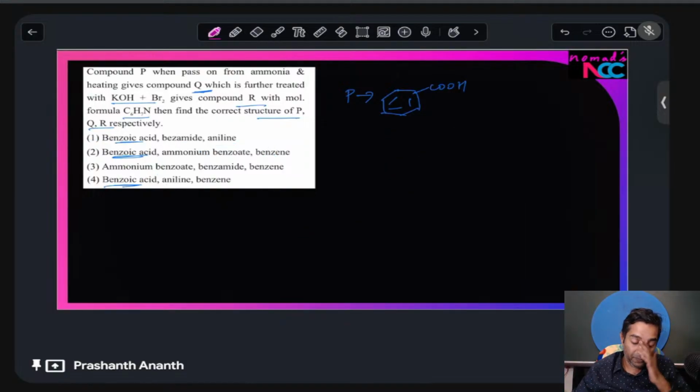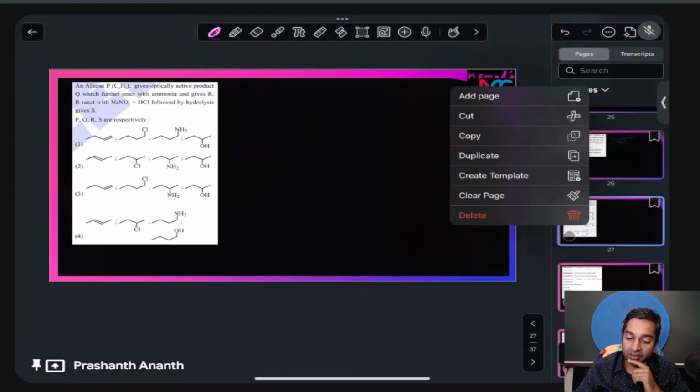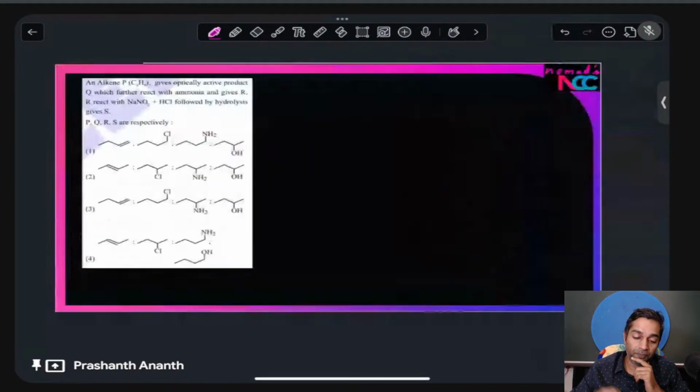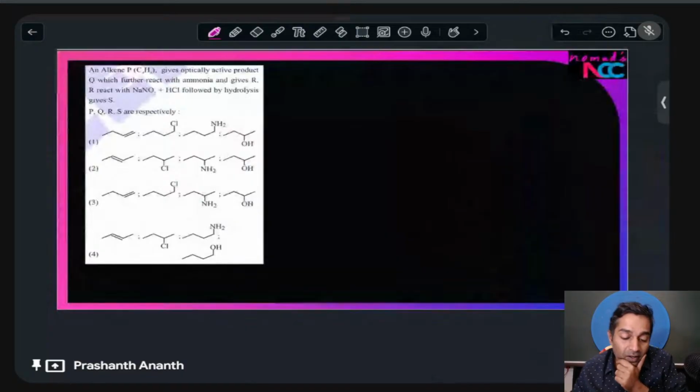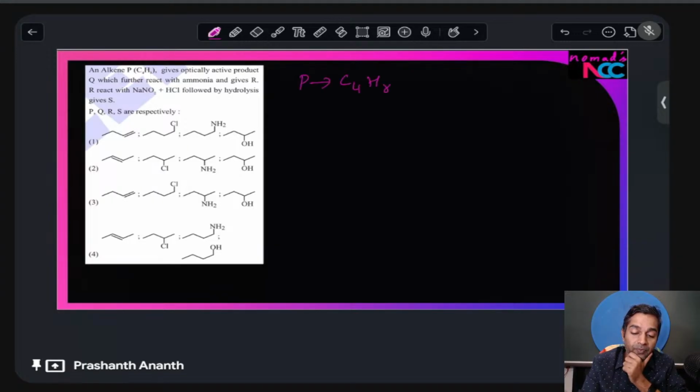Alright, next up, again I'll require another extra page mostly, so let me take the advantage and not screw up. Okay, an alkene C4H8 gives optically active product Q. Okay, that doesn't make sense. Which further reacts with ammonia and gives R. R reacts with this followed by hydrolysis gives S.